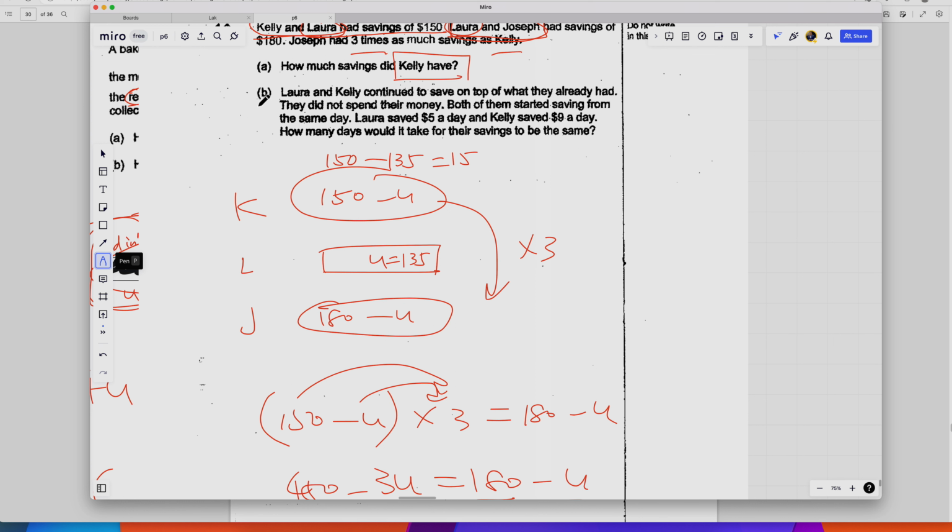Then it says now, part B. Laura and Kelly continue to save on top of what they already have. So I need to find out what they already have. So this is 180 minus 135. That will be 45. Okay, so I'm going to tidy up this diagram a little bit. So this one is 45. I'm going to tidy it up so it is 15.